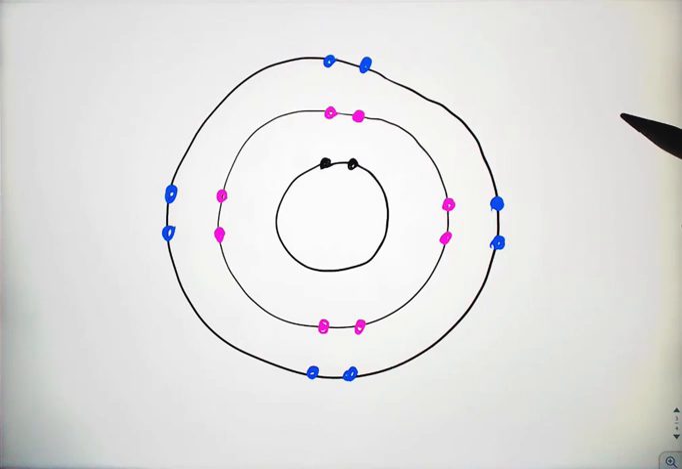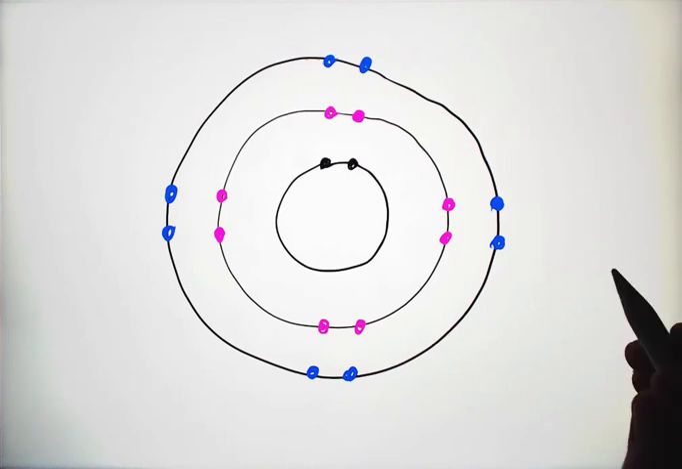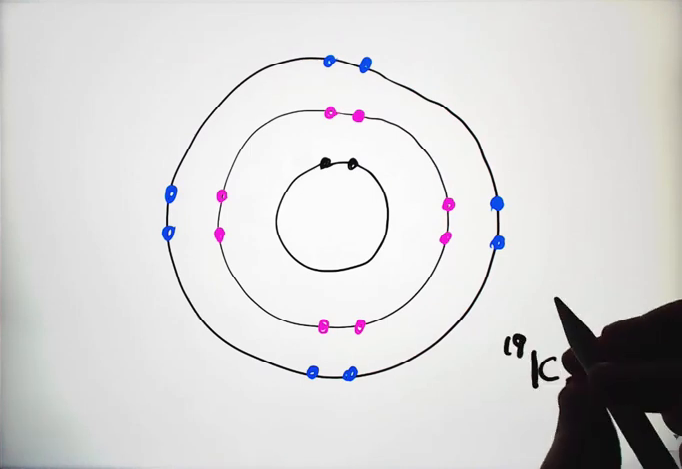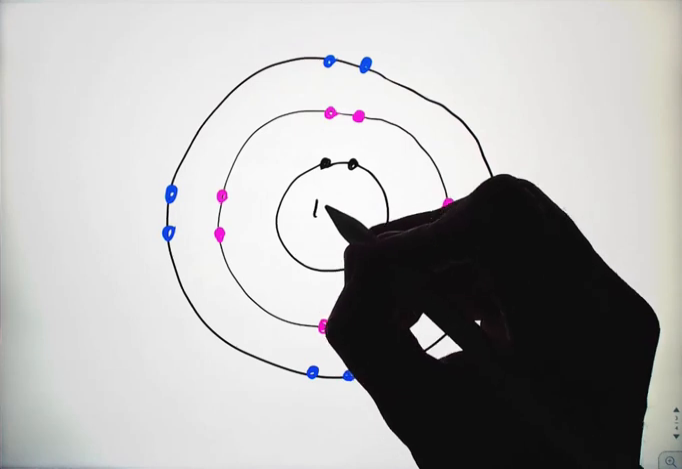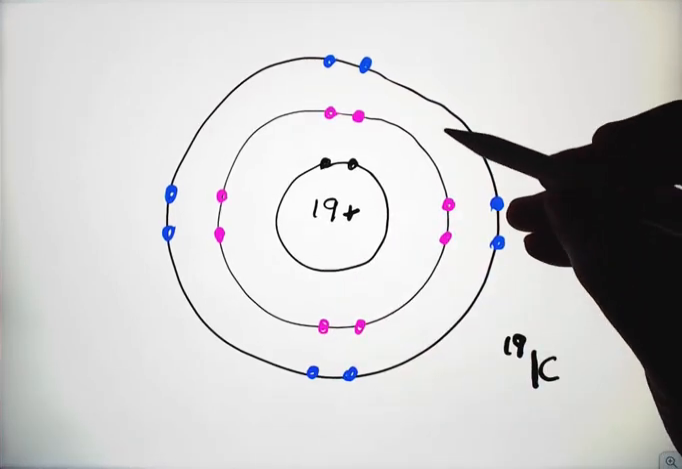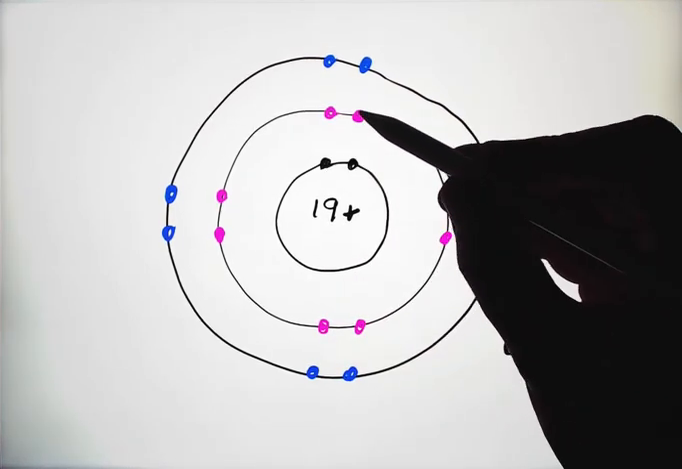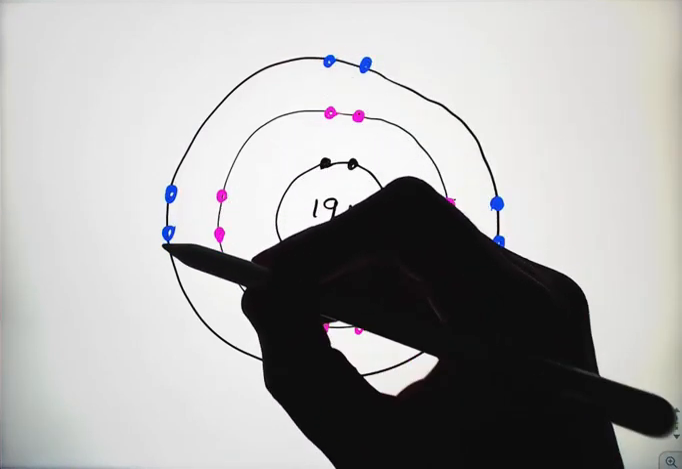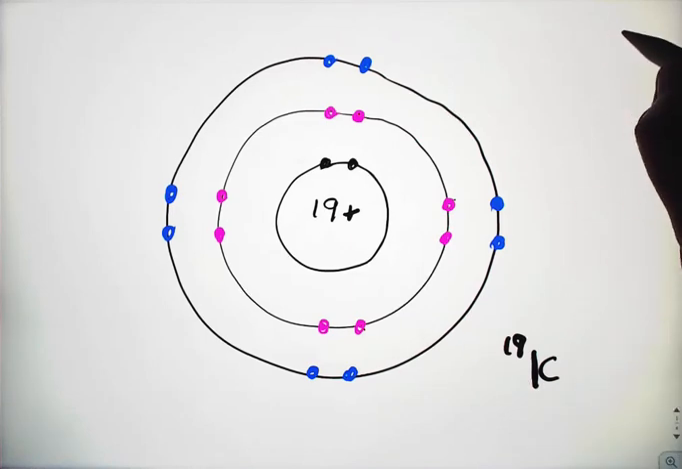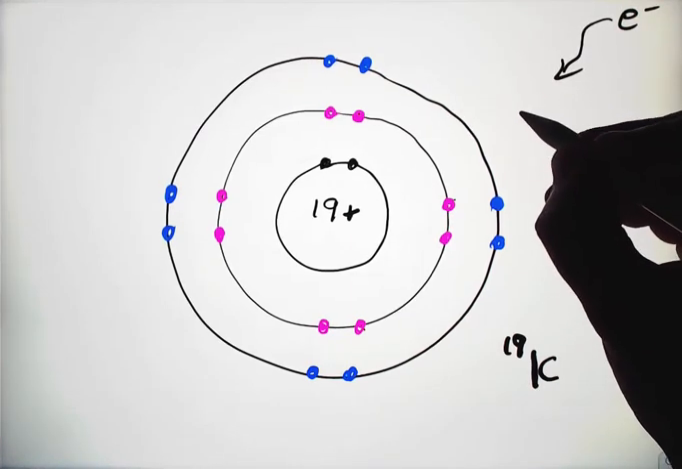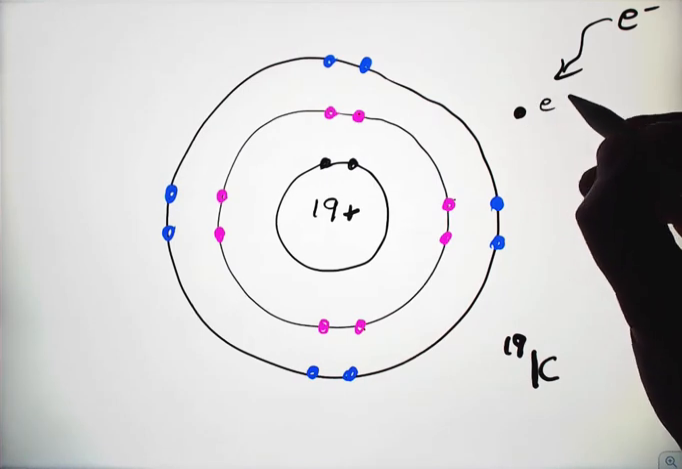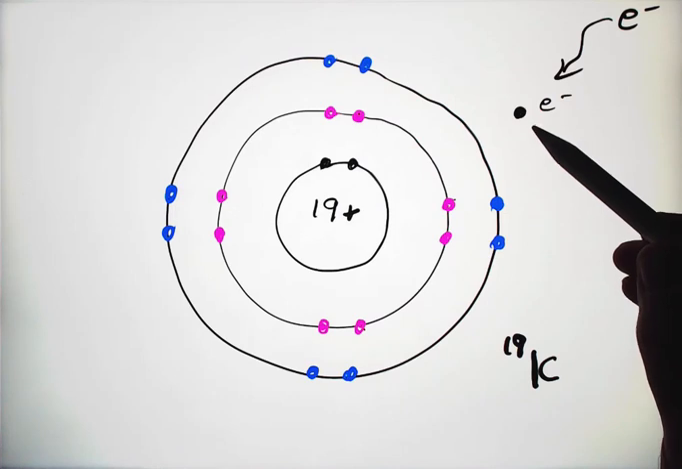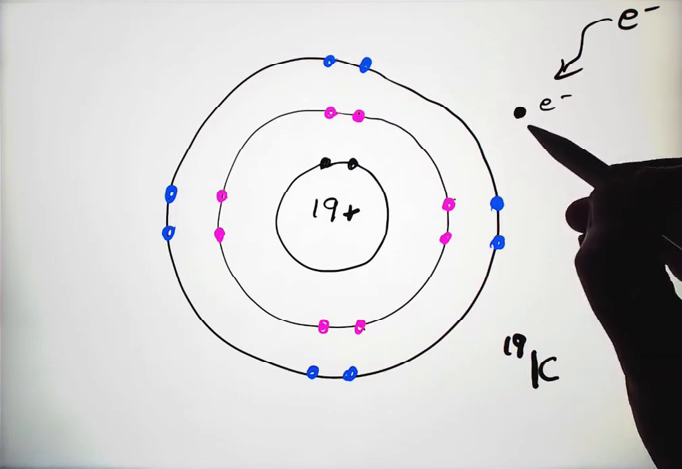I mentioned that there's another way to have a filled outer shell. Let's consider potassium, which has an atomic number 19, in other words, 19 protons, 19 plus. So that means to balance it, it should have 1, 2, 3, 4, 5, 6, 7, 8, 9, 10, 11, 12, 13, 14, 15, 16, 17, 18. It needs 1 additional electron. This electron is the first electron in the next shell. That means it's relatively unstable.